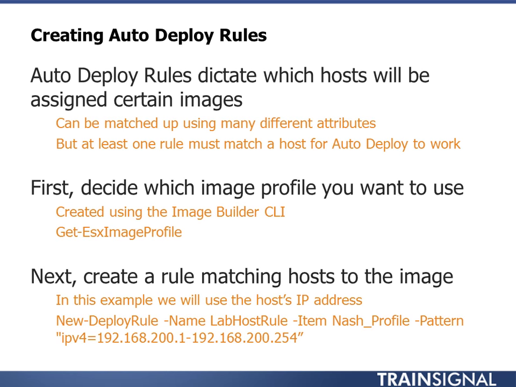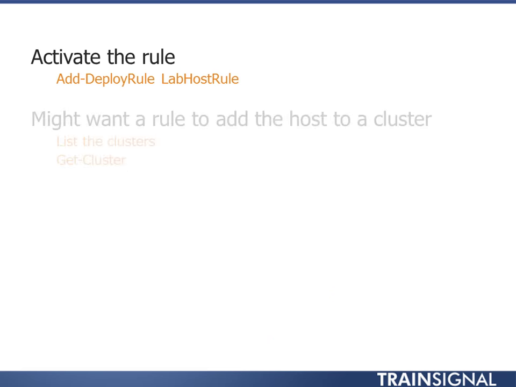Next, create a rule matching a host to the image. In this one, we're going to use the IP. So New-DeployRule, -Name, the name of your rule, -Item, the name of your ESXi image, which I just called Nash profile. And then -Pattern, which is how we match a host to this rule, in quotes, ipv4 equals and a range of IP addresses. You can use commas and do individual IPs. You can do all sorts of things, but I just do a range. Then you activate the rule by using Add-DeployRule and the rule name.